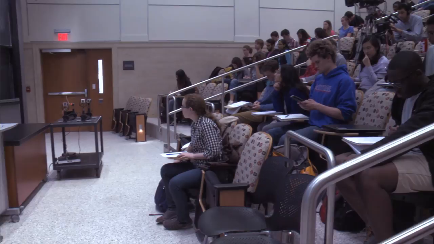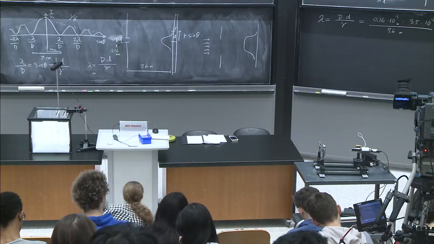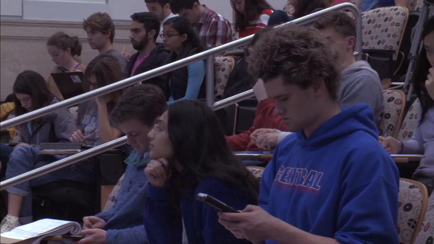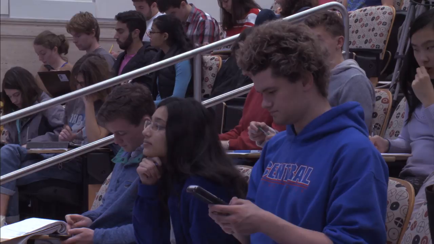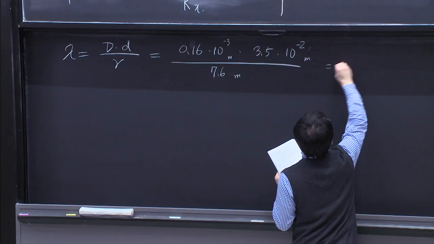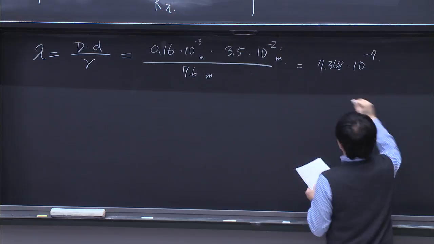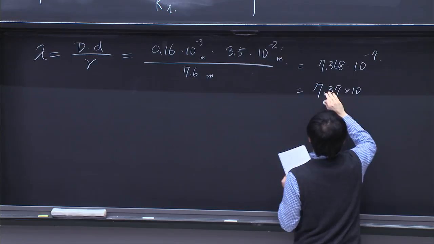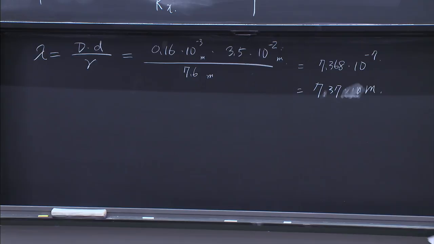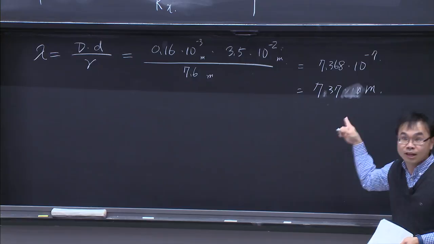I haven't done this experiment myself, so we will see what is going to happen. I hope it will work. What is the value? 7.368 times 10 to the minus 7. This is equal to 737 nanometers. The wavelength of red is between 620 and 750, so we are getting the correct value. You see?